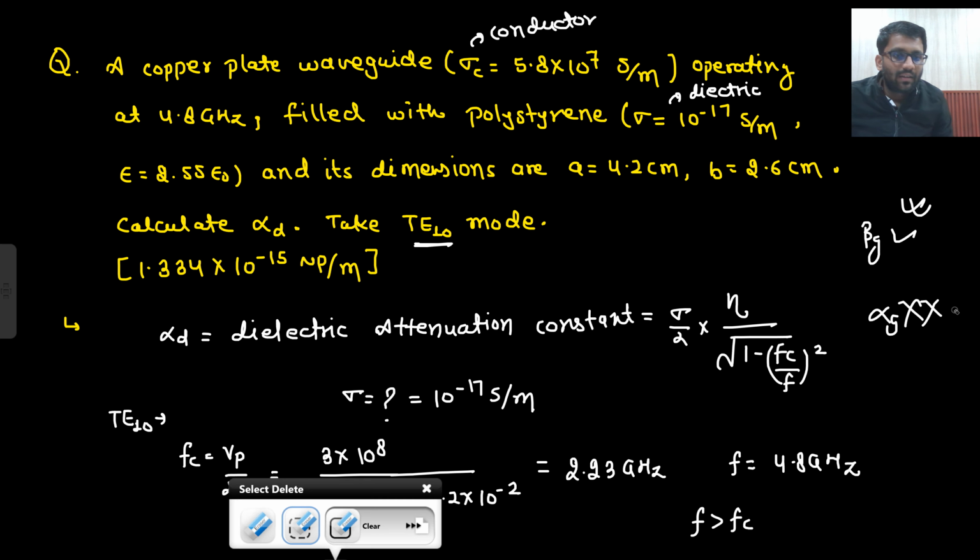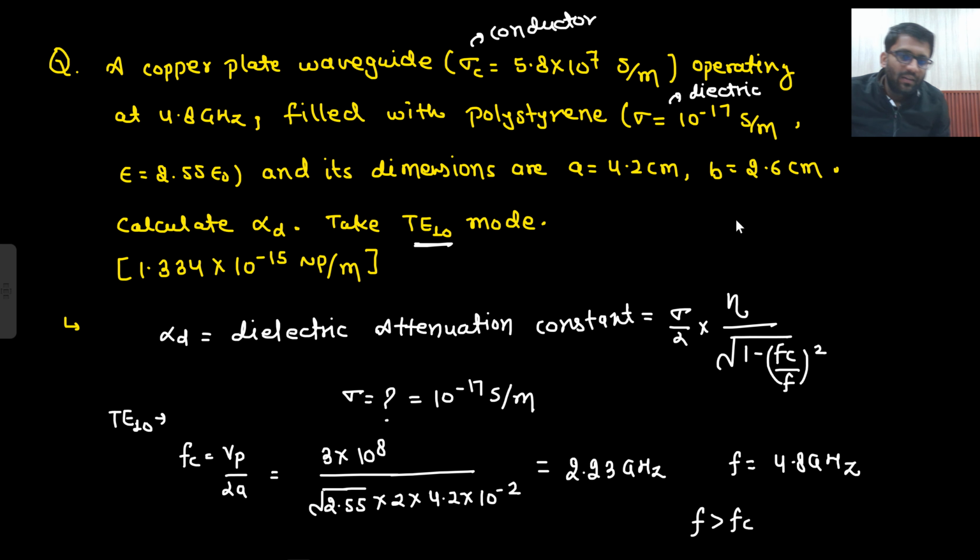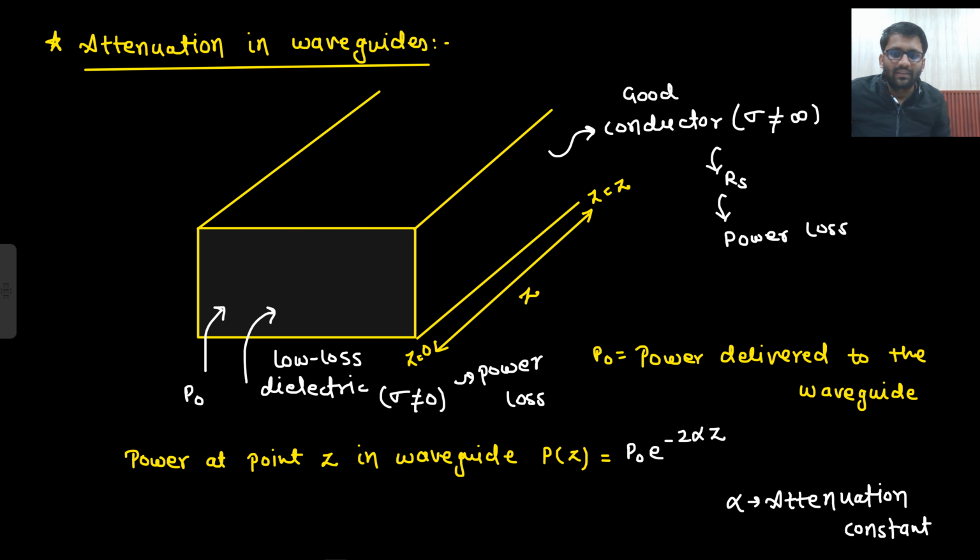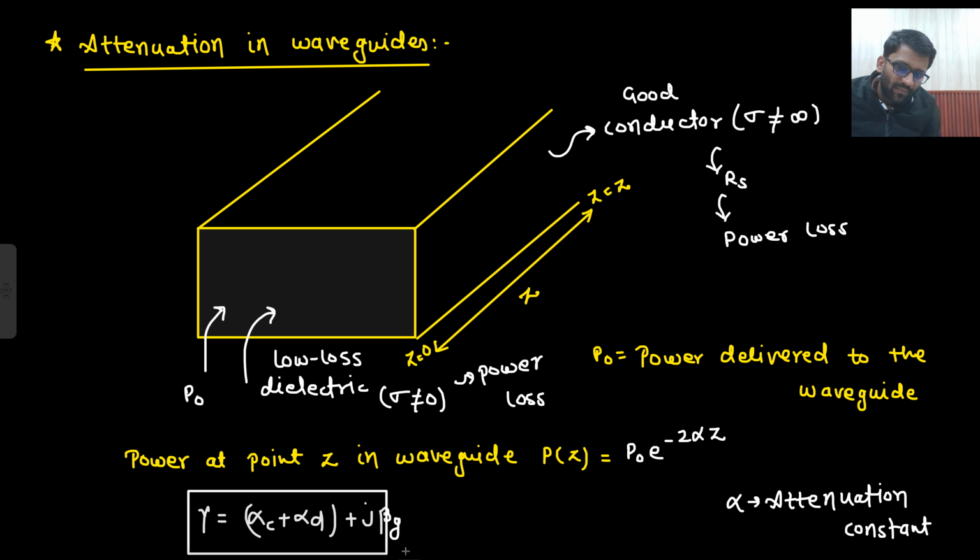Here what is my gamma? In this case, my gamma is alpha plus j beta g, right? But what is the alpha here? Here alpha is alpha c plus alpha d. So in this particular case, my gamma is alpha c plus alpha d plus j beta g. And at that time, my wave is propagating. This is the case of F greater than Fc, propagation mode.